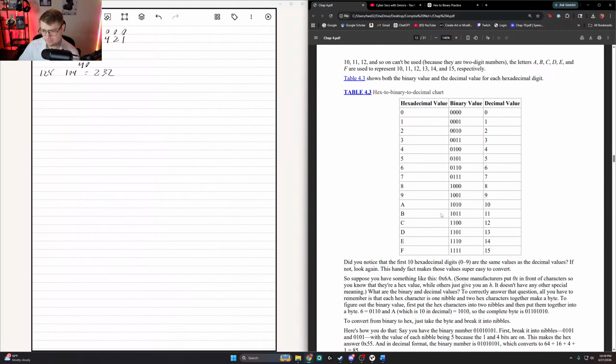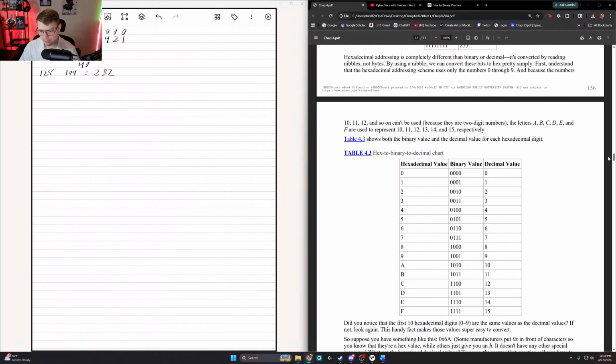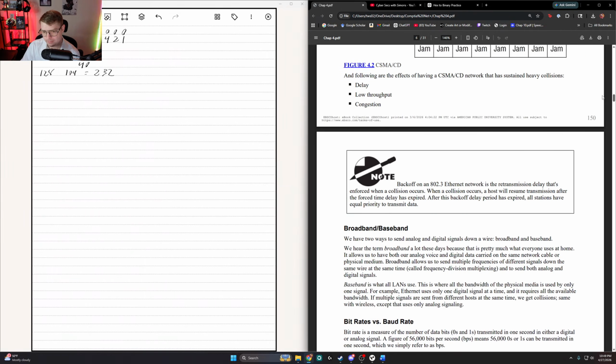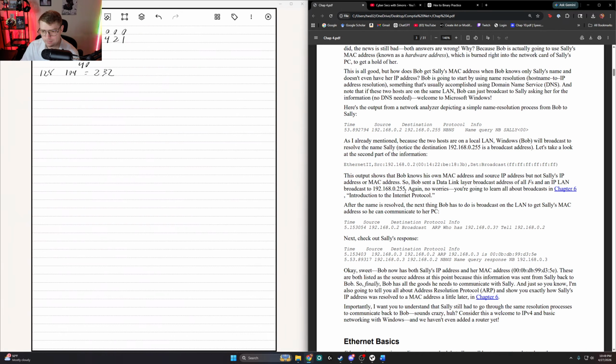So, let's go up and look at Bob's MAC address and see what Bob's MAC address would be in binary. I think that'd be an interesting little experiment. Let's go back up here to Bob. Where are you at, Bob? Okay, so here's Bob's MAC address.